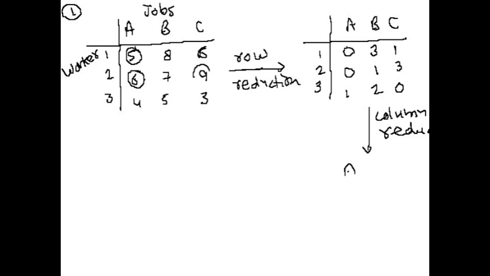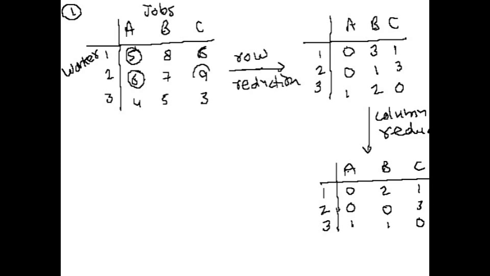Again, I can write A, B, C, and 1, 2, 3. So same thing we do. We look for the lowest value in each column and subtract. Because the lowest is 0 in the first column, it remains as it is. In the second one, lowest value is 1, so subtract 1. So you get 2, 0, and 1. And then 1, 3, and 0.